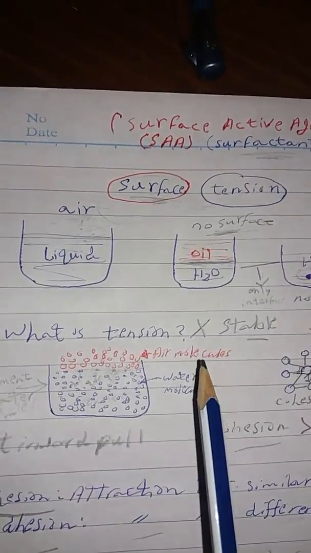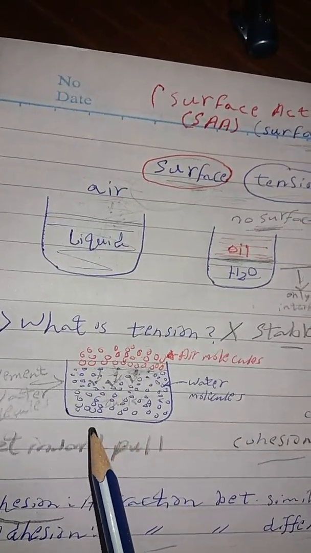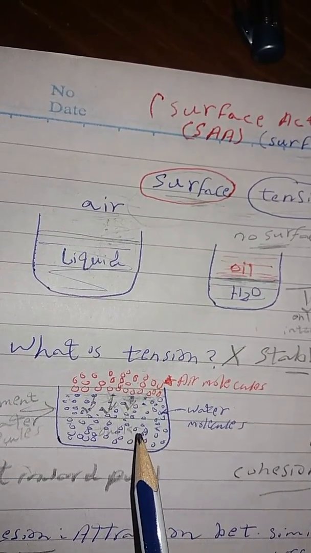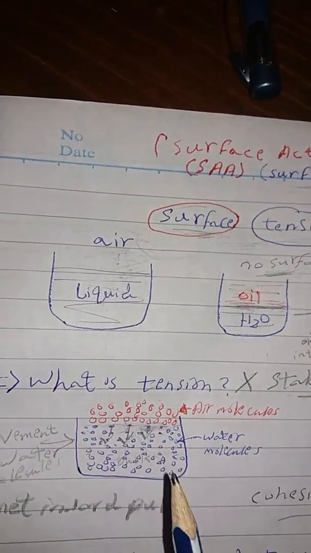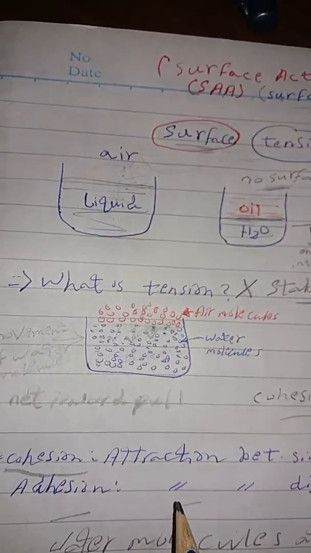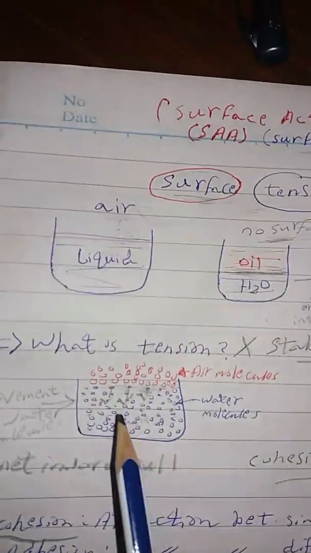So what is tension? Tension is the opposite of stable. So tension means unstable. Here we have water molecules which are attracted together with an attraction force, which is called cohesion. Cohesion is the attraction force between similar molecules, like between water molecules. Adhesion is the attraction force between different molecules, like between air and water. In this case, cohesion force is higher than adhesion force.